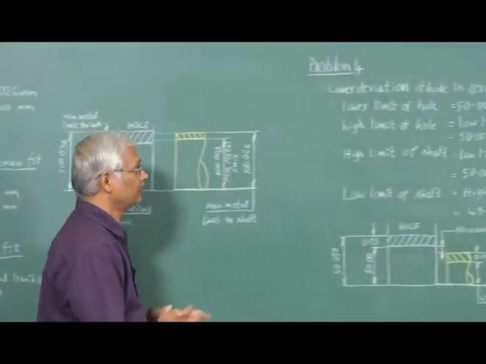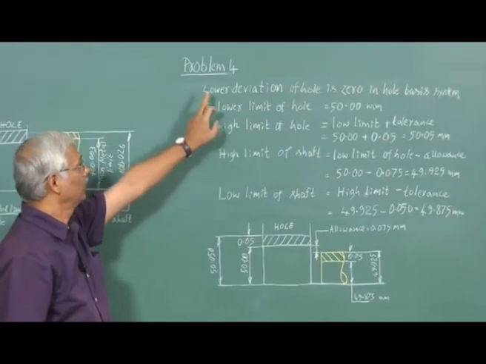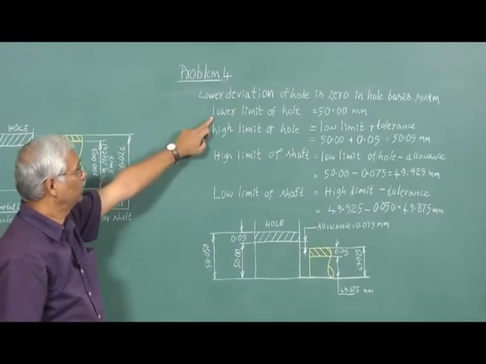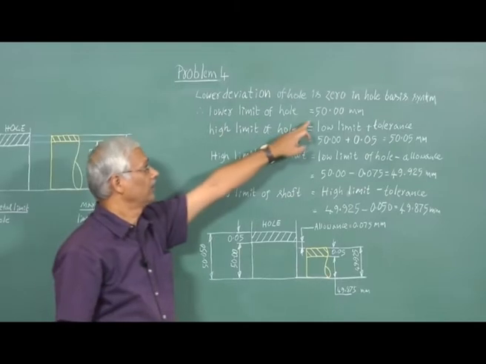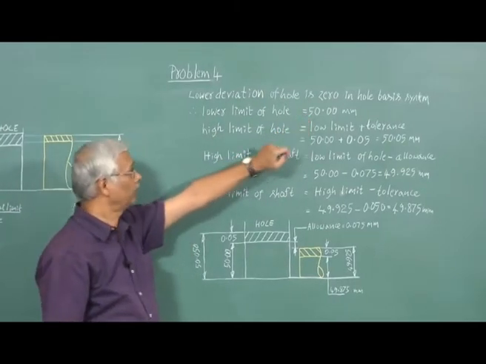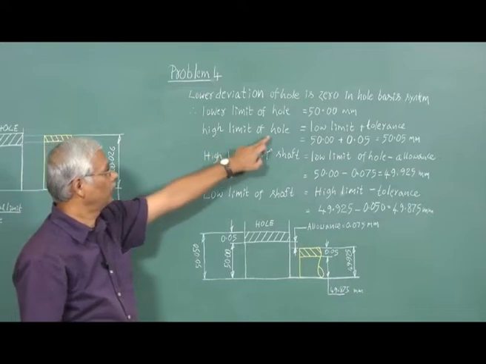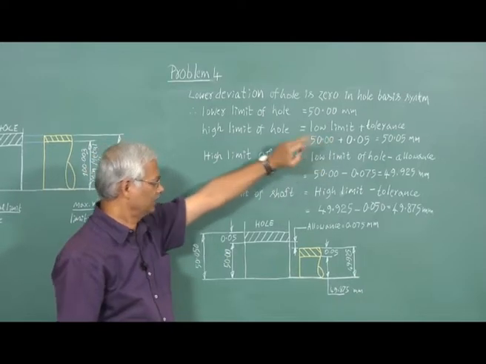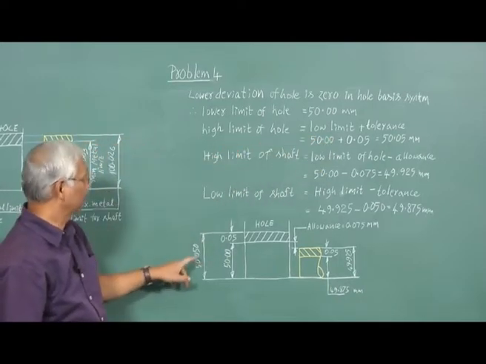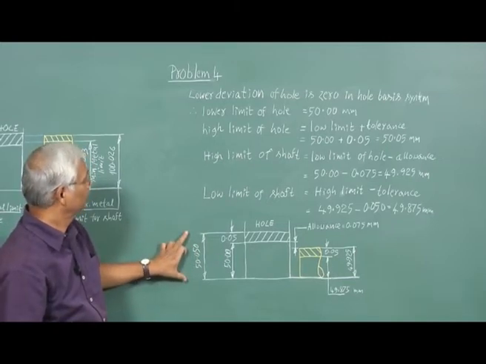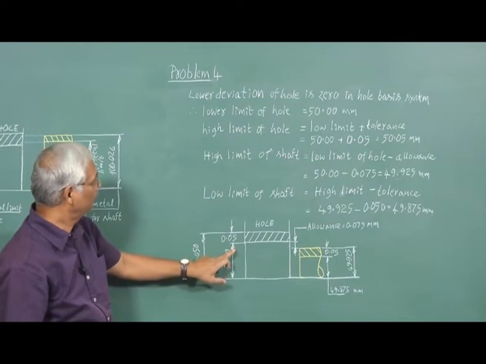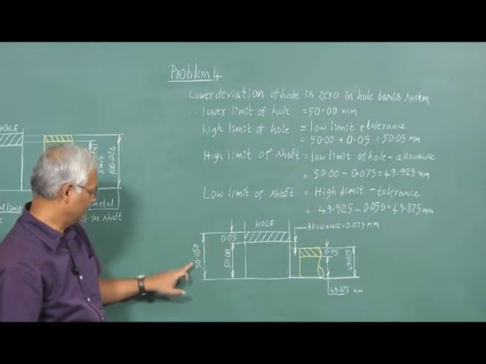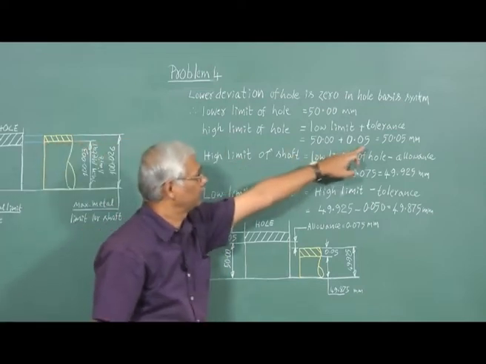Now in the case of hole basis system, lower deviation of hole will be 0. So the lower limit of hole is equal to 50 millimeter, which is given in the problem. So higher limit of hole is equal to lower limit of hole plus tolerance, that is lower limit of hole is 50 millimeter. To get the higher limit we have to add the tolerance, then we get 50.050 millimeter.